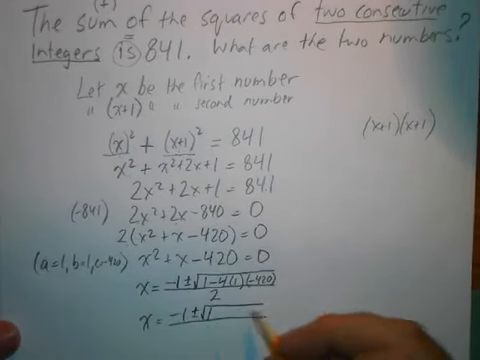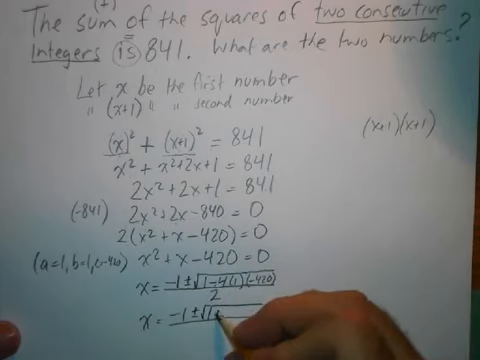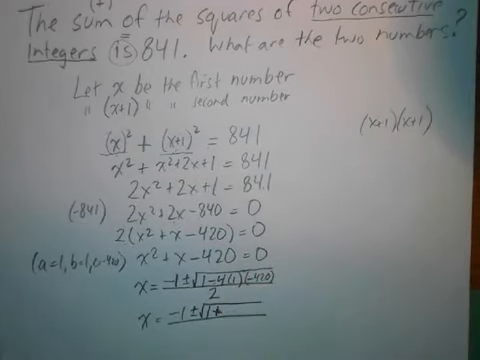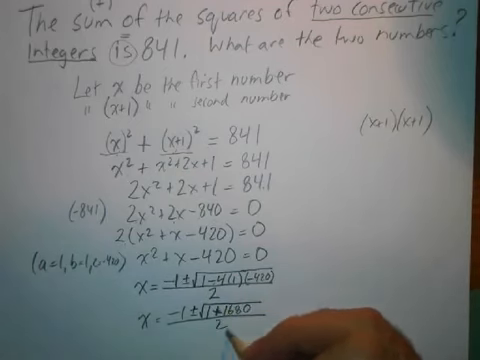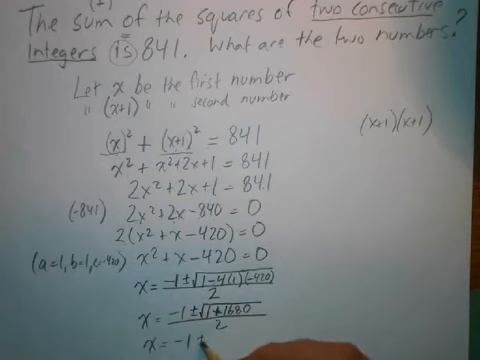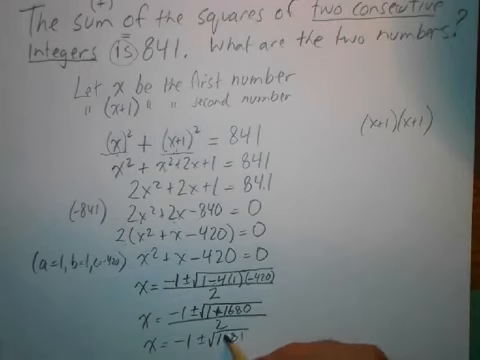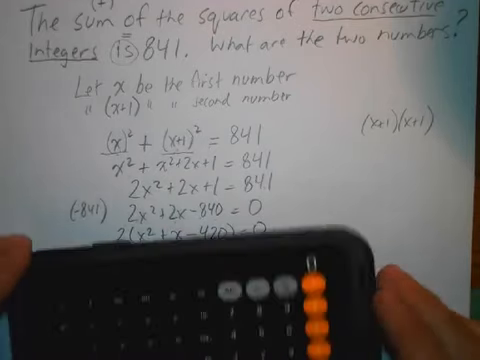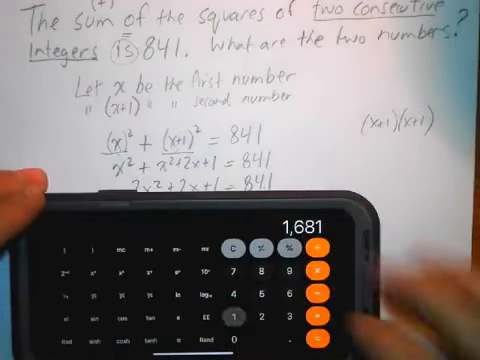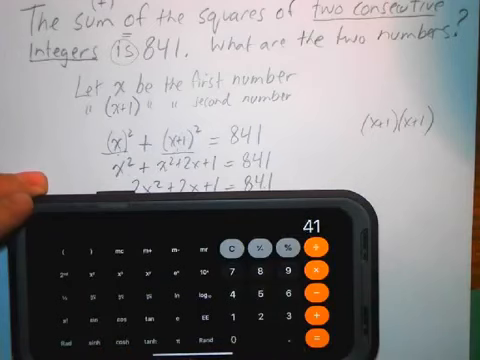So that's a 1, and then I've got 2 negative signs here, so that means I'm going to be adding. And I better be adding, because if I'm subtracting, I'm definitely going to get a negative under the square root. So 4 times 420 is 1680, over 2. That's going to be the square root of 1681, and if everything is good here, that should be a perfect square. The square root of 1681 is 41.